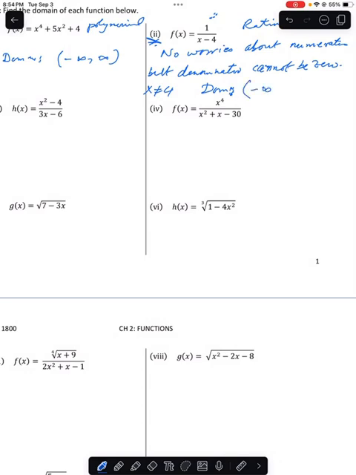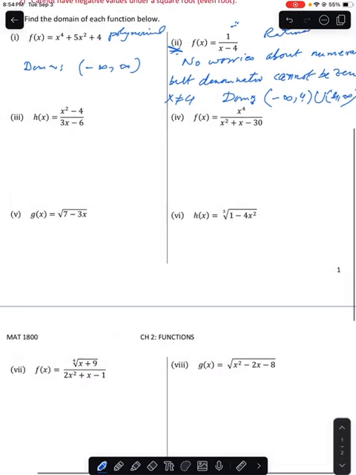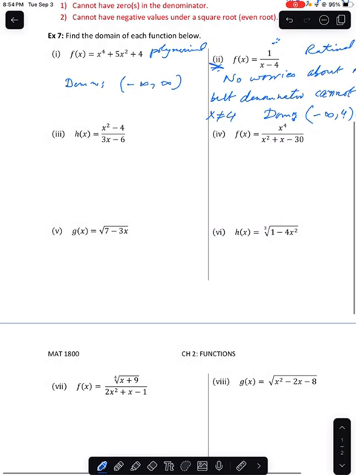So it will be negative infinity to 4 union 4 to infinity. I hope everyone knows this is how we write in interval notation when we want to throw away one value. Which value is thrown away? The 4.